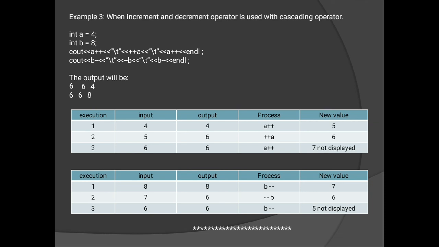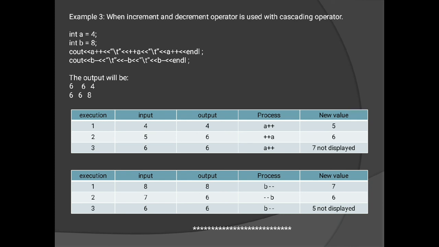See, a plus plus plus plus a plus plus. It will not be executed from left to right, but from right, that is first a plus plus, and then the middle one plus plus a, and then the leftmost a plus plus. So you'll get the output 664 and 668. How do you get this output?